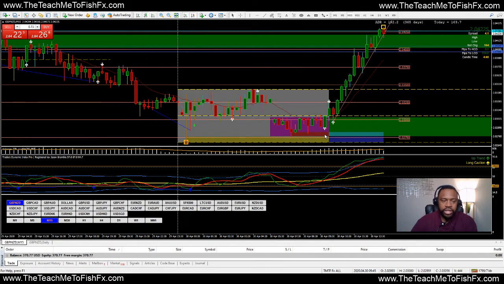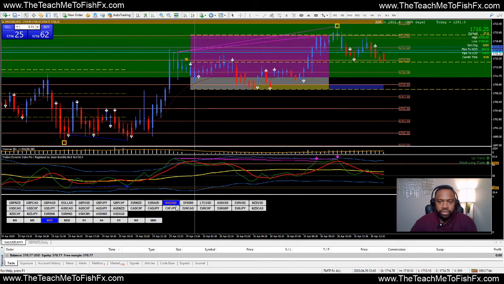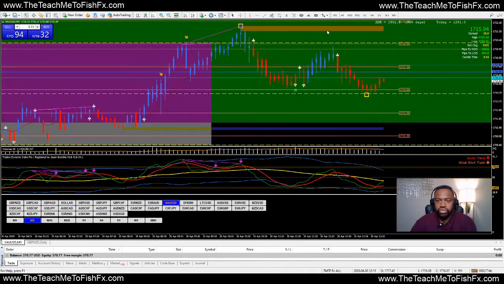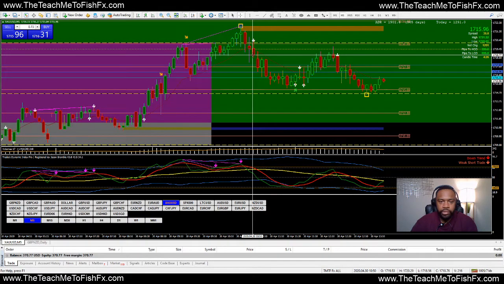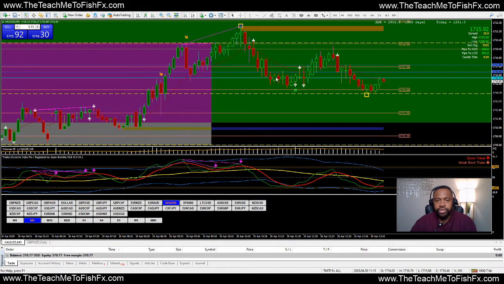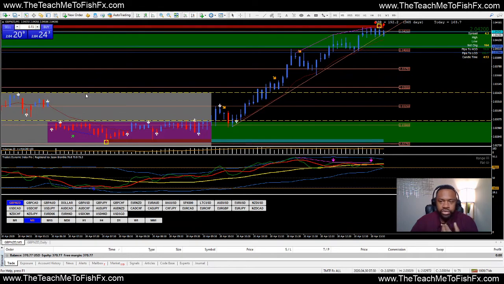So again, I missed out on this pair earlier because I was trading gold. Let me switch this over to the regular candles. I traded it from about here, probably somewhere up here, but I caught 29 pips off of gold today. All right. And so I missed that stuff. You don't watch every single pair all the time.